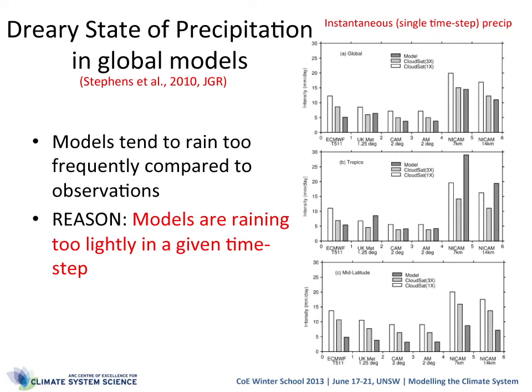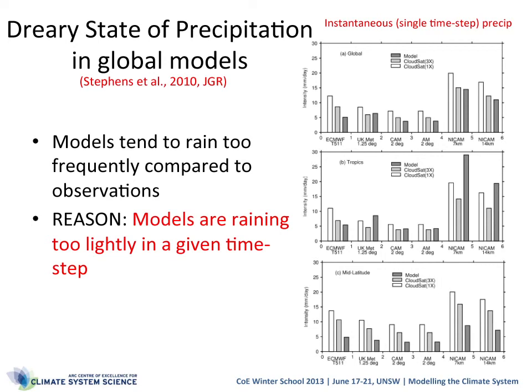Steve showed you or mentioned that global models which use parameterization suffer from poorly representing precipitation, and he mentioned that they tend to rain too frequently compared to the observations. So in his paper by Stevens and others, they used CloudSat data, which is part of the A-Train group of satellites, and the reason for that is that the models are raining too lightly at a given time step. So they just rain too frequently, but they rain too lightly.